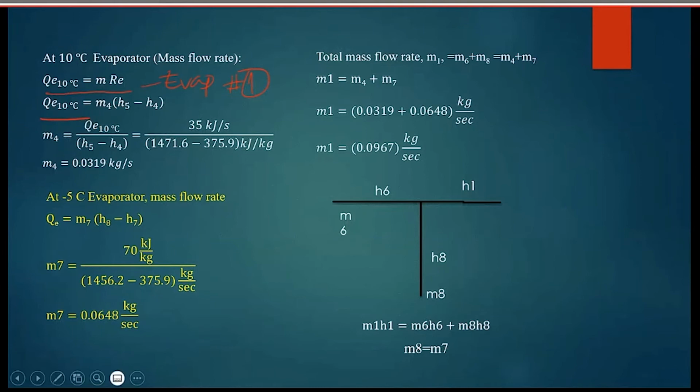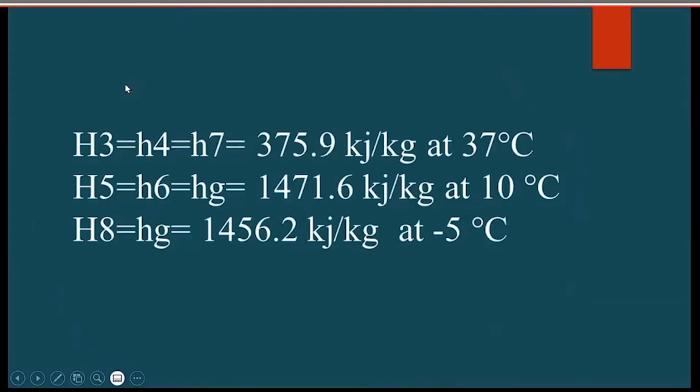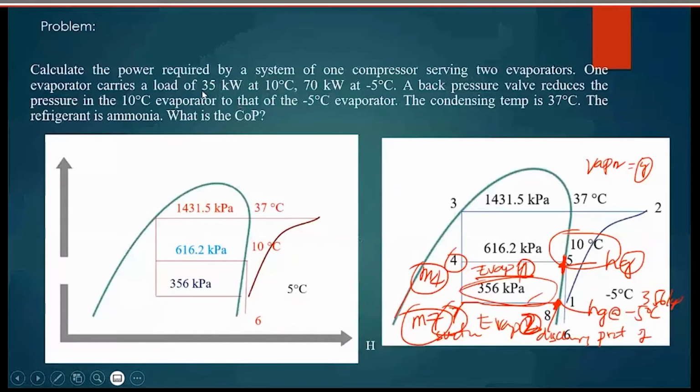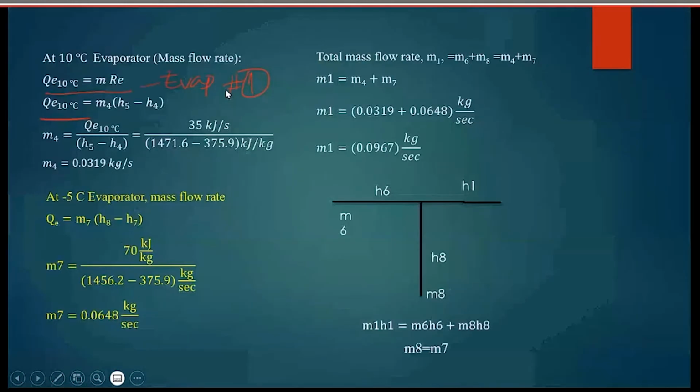Yes or no? Yes. Look at this. The problem says 35 kilowatts at 10 degrees centigrade. So the evaporator operating at 10 degrees centigrade has a heat load, or cooling load, of 35 kilowatts, meaning the amount of heat that it's going to absorb is 35 kilowatts. So here, 35 kilowatts is given.